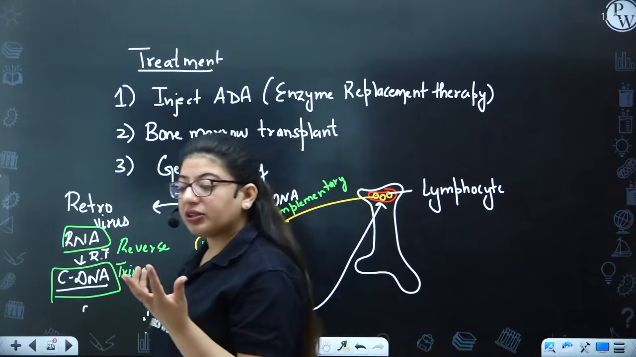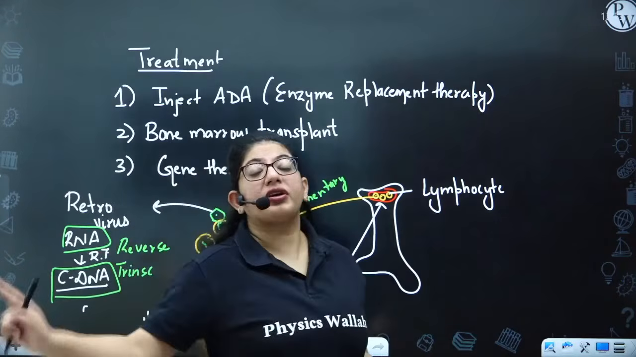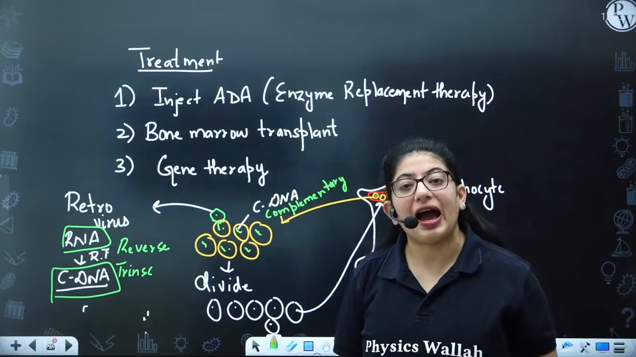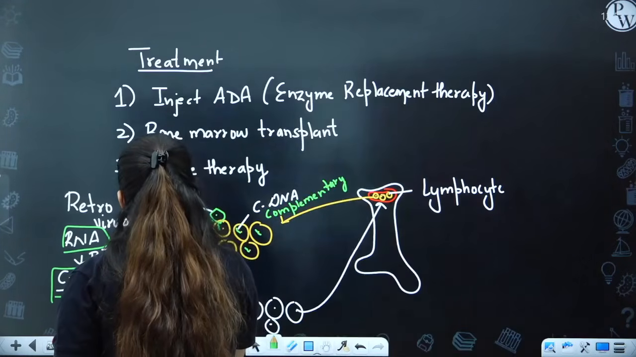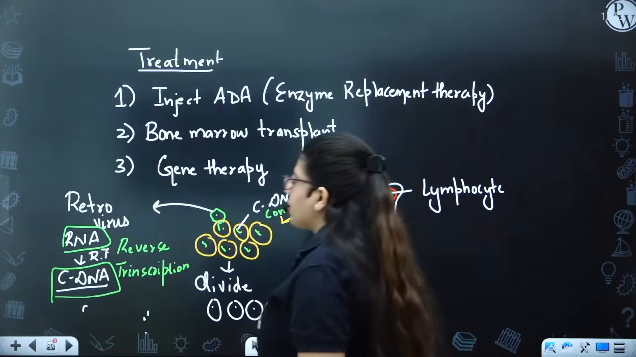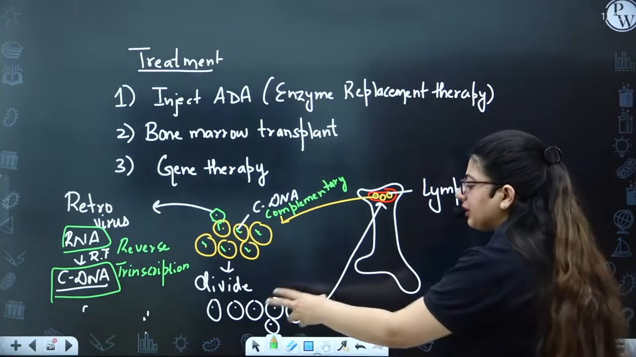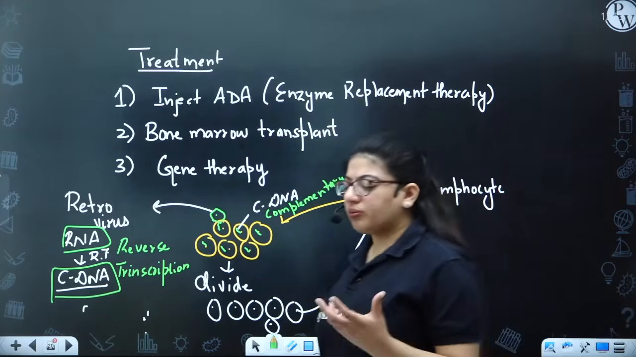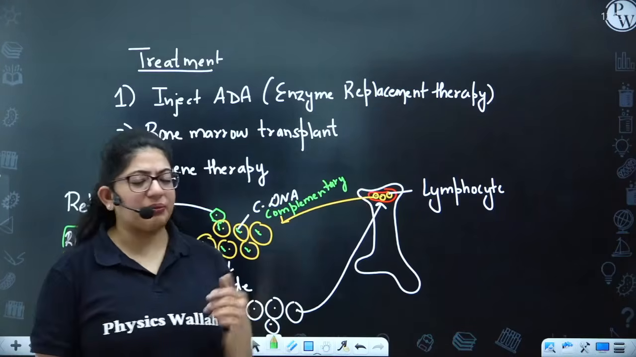Why are we putting the cDNA? Because our vector is retrovirus, and retroviruses cannot carry DNA, they can carry RNA as a genome. Okay, so here reverse transcription is taking place, and the enzyme is reverse transcriptase. So this is how you can do the gene therapy. But again, since these cells are not immortal, they will die eventually someday.